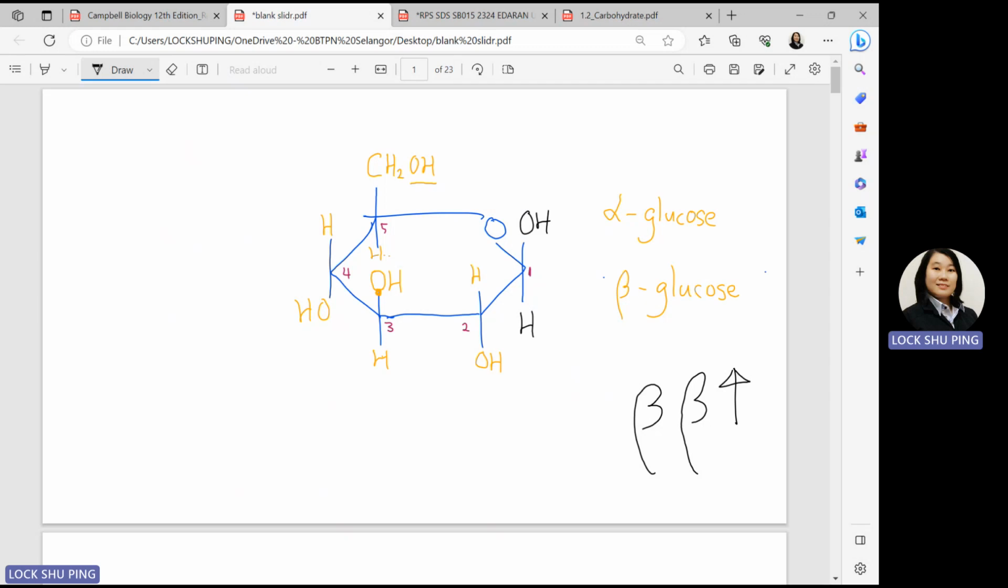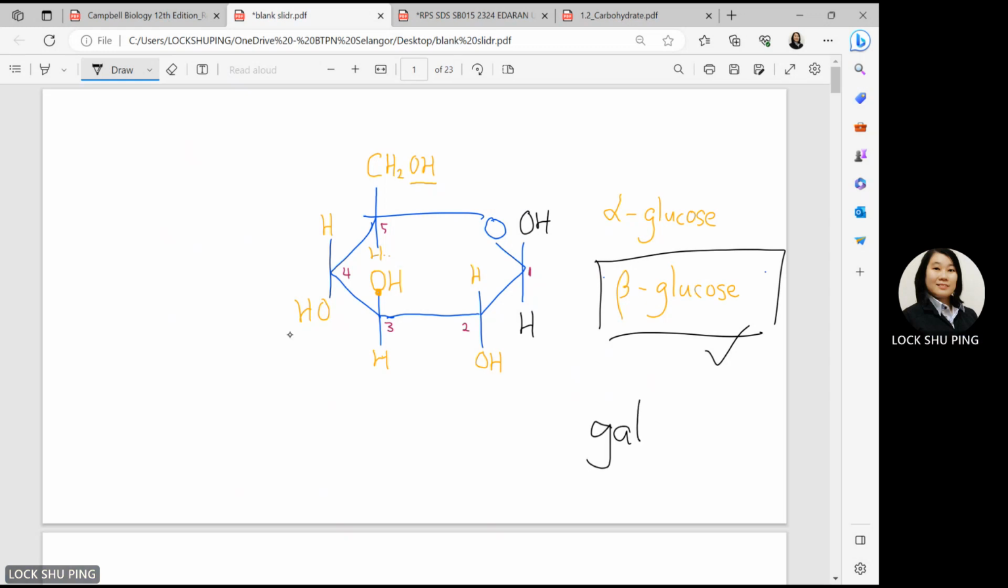And this is the molecule of glucose. If a question gives you the glucose molecule, then you're supposed to be able to name it correctly. But if today the question gives you a beta glucose, this is the correct answer, and they're asking you to draw a galactose. Okay, a galactose. So how are you going to draw a galactose?